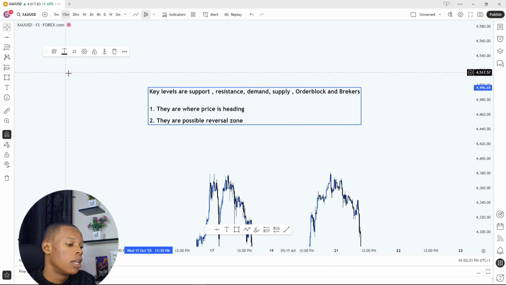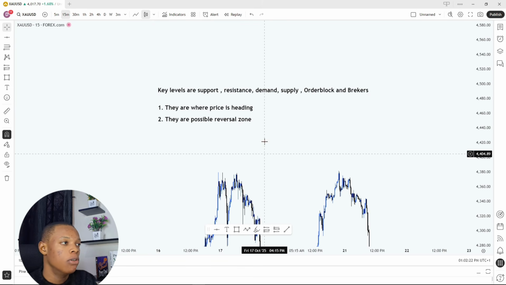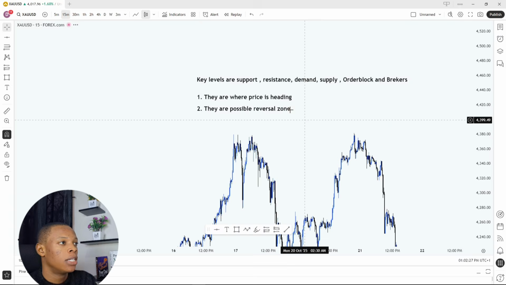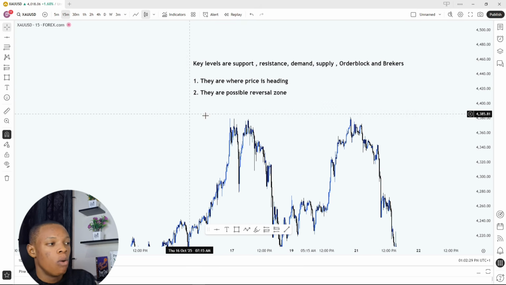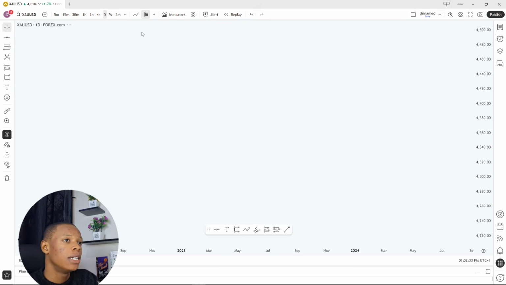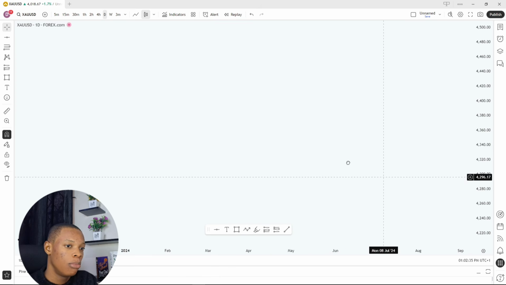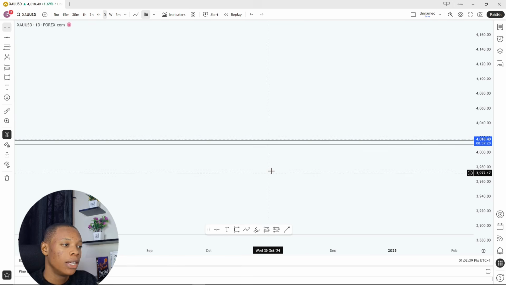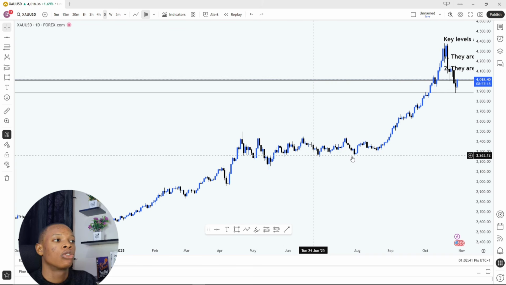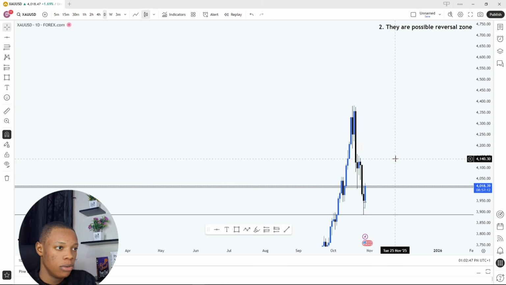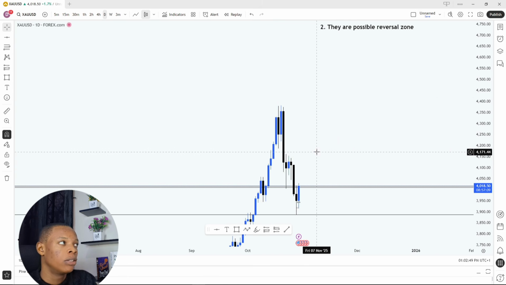Now, the second thing is how to mark out this key level. How do you mark out this key level? What I do is go to a higher time frame, and most likely these key levels are always on a higher time frame. On a lower time frame, I generally just call them POI. But on a higher time frame, I tend to refer to them as key levels.